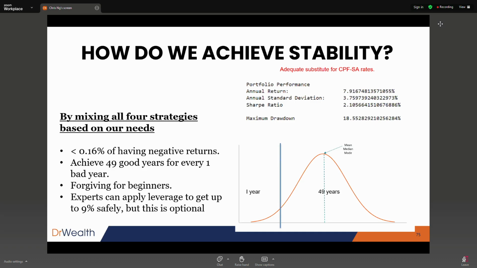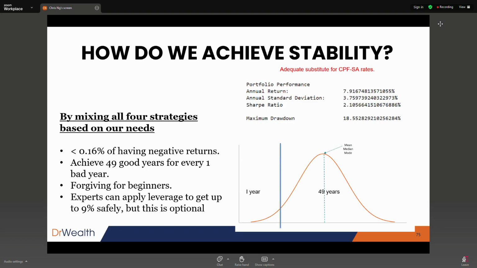It means that your portfolio doesn't lose a lot of money when times are particularly bad. So this is something that is very forgiving for beginners. You can achieve 49 good years for every 1 bad year. That means out of 50 years, you make money in 49 years. 1 year is particularly very bad. Can't help it. You must be really unlucky to encounter that year. But even in that case, your losses are going to be very small because of how defensive these 4 strategies are when you combine them together.